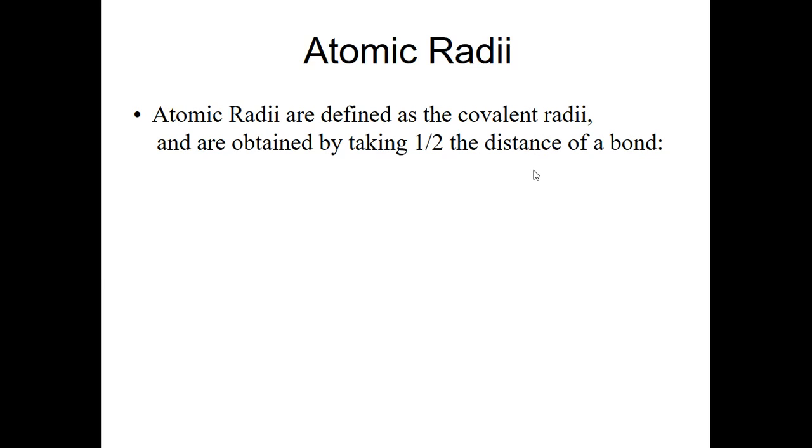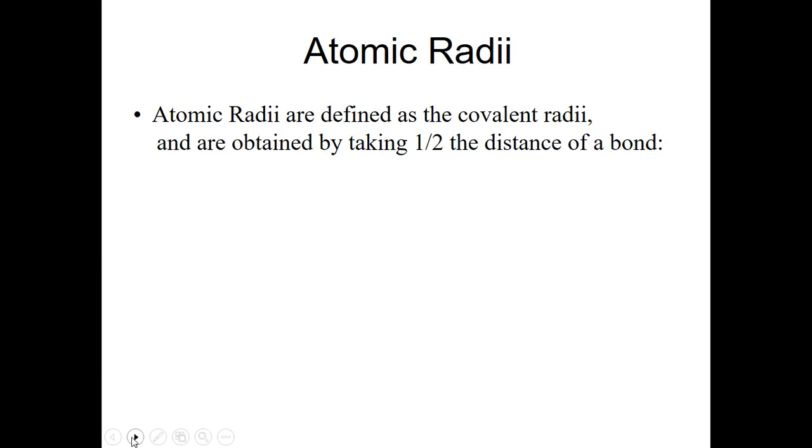And this is because most elements on our periodic table, when we find them in nature, are going to be in compounds. So they're going to be bonded to something else. So we first measure the length of that bond that we find in that compound. And then we take 1/2 of that, and that's going to be the radius of an atom within that bond.